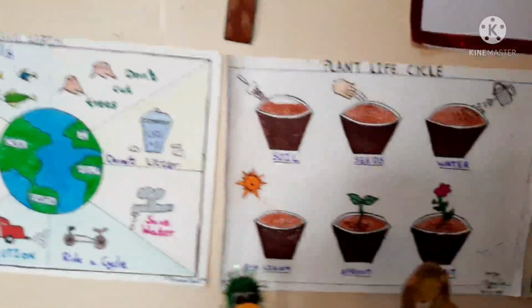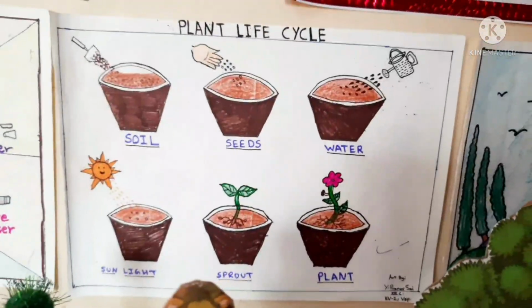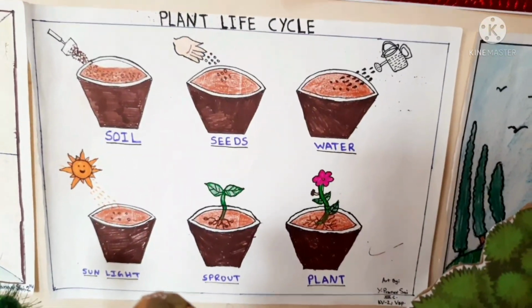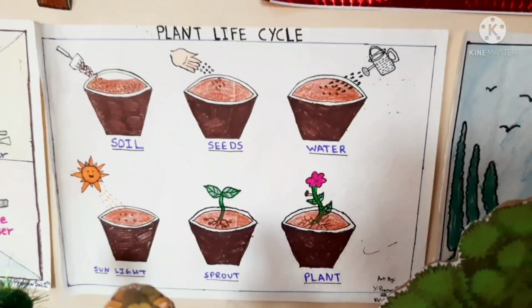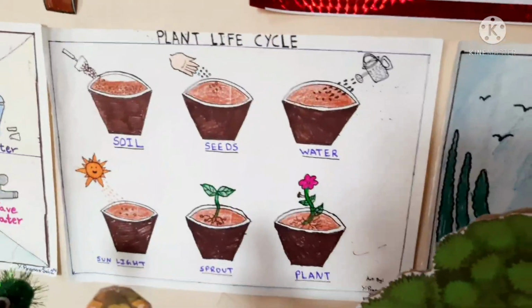Next one is plant life cycle. For plant life cycle, we need soil, seeds, water and sunlight. After few days, a seed will begin to sprout. After few days, it will become a plant.